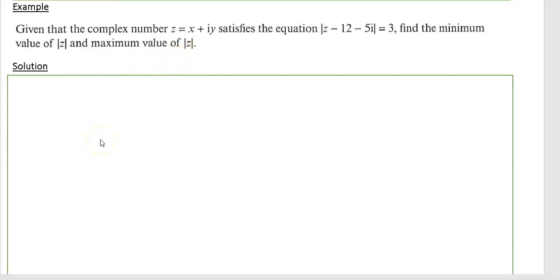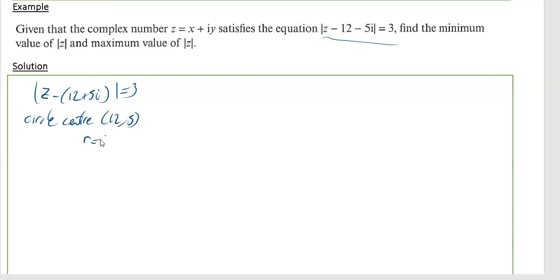Before I can do my diagram, I'm going to rearrange this so it's in the form that I like. So modulus of z minus 12 plus 5i is equal to 3. So I now can see this is a circle, center 12, 5, and the radius is equal to 3. Okay, so how we go drawing that, and then we'll look at the question.